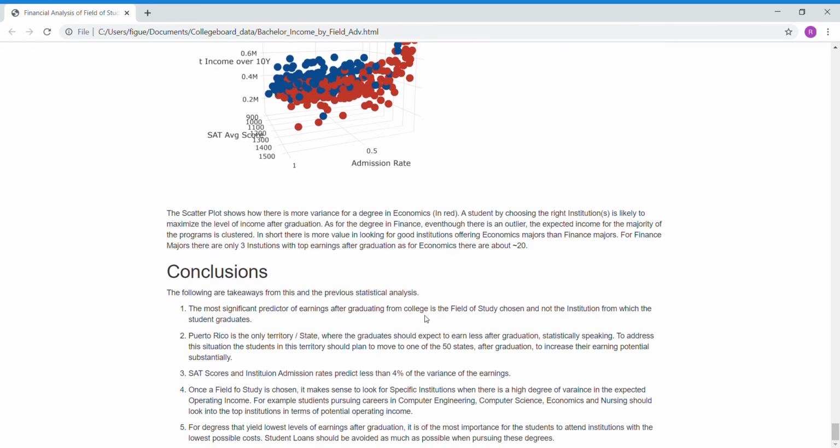And these are the conclusions. Please take a look at them. I think that we have pretty much validated all of them and talked about them already, but it's good to have them in a single place. And you are going to be able to download this HTML file under this video.